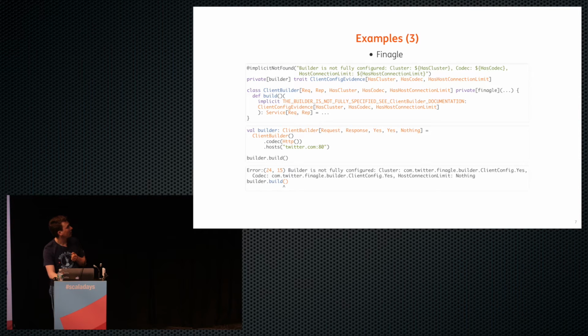And now, if you try to do the build, it will say the builder is not fully configured. And this is all powered by implicits. You don't need to grasp what is happening here, but I just want to show a bit about what you can achieve by using implicits here.